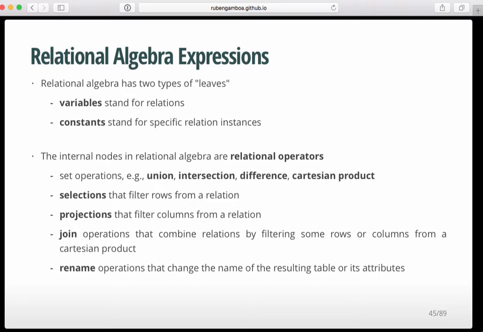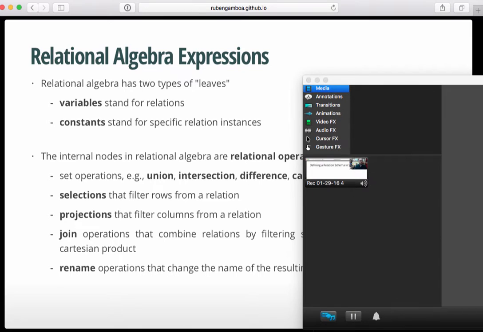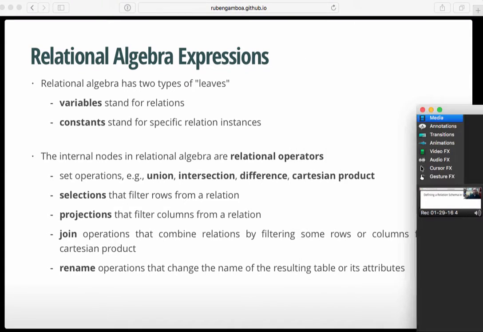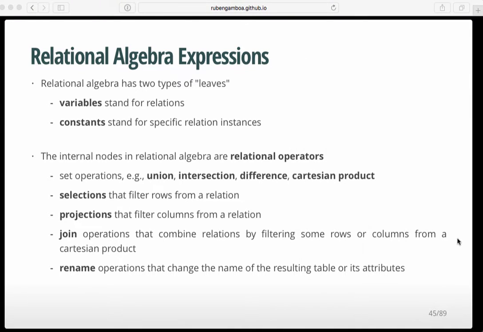So what does a relational algebra expression look like? Well, again, it's a tree, and the leaves can be either variables, and the variables now actually stand for relations. So a variable could be movies, okay? Or it could be a constant, which is a very specific relation instance. We will rarely use constants, but that would be like enumerating what we want a relation to have, okay? All right, so the internal nodes are relational operators, and you're going to have to learn a few of those.